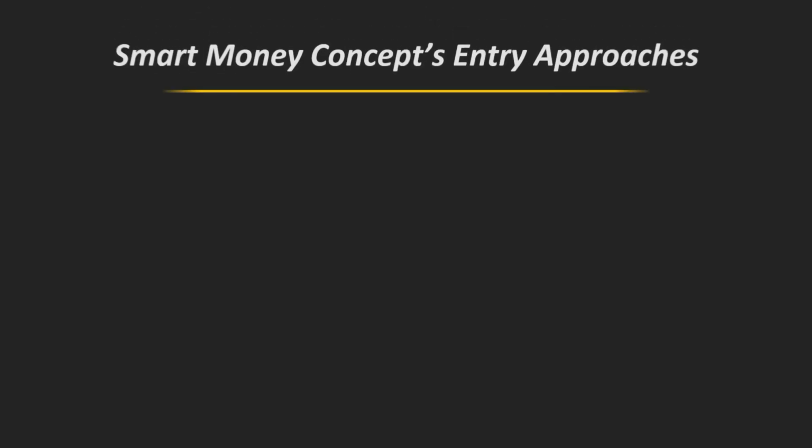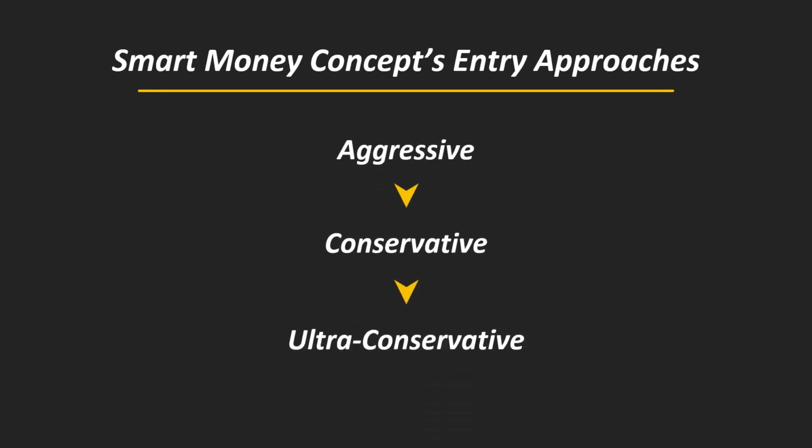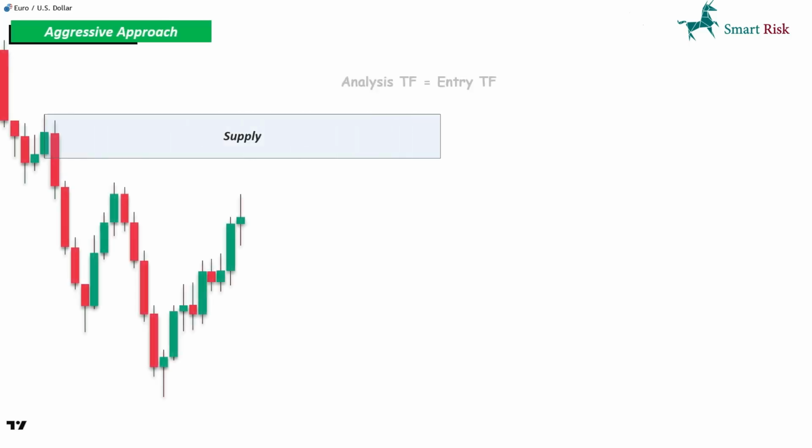In smart money concepts, we have three main entry approaches: aggressive, which carries more risk; conservative, which gives you entries with additional confirmation; and ultra-conservative, which gives you even more confirmation across multiple time frames. Each model has its own pros and cons, so you need to choose the one that matches your trading style and your risk tolerance. Now let's break them down step by step. Starting with the aggressive approach.